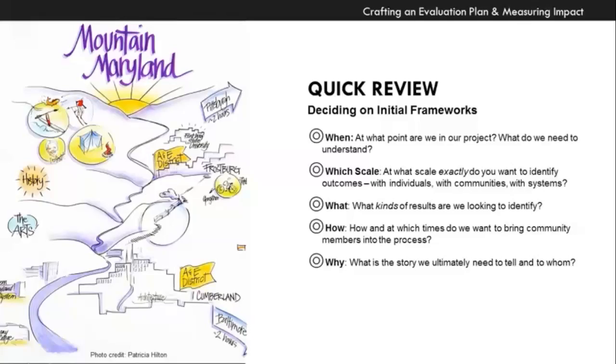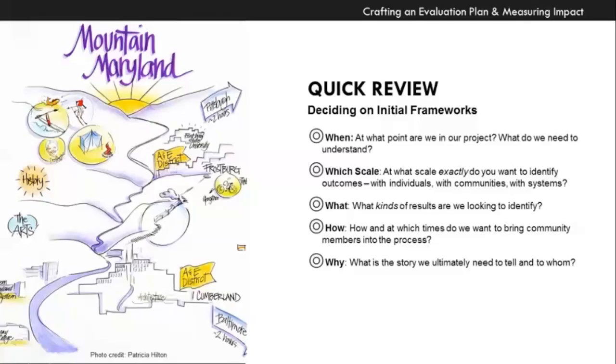So a quick review. Questions to be asking at the beginning. You want to ask when, at what point are we in the project, and what do we need to understand? Again, the type of evaluation you bring in will dictate the methods. What scale are you working at? Or do you want to identify outcomes? Do you want to identify individual outcomes, or maybe it's community level or systems level? What kind of outcomes are you looking for?